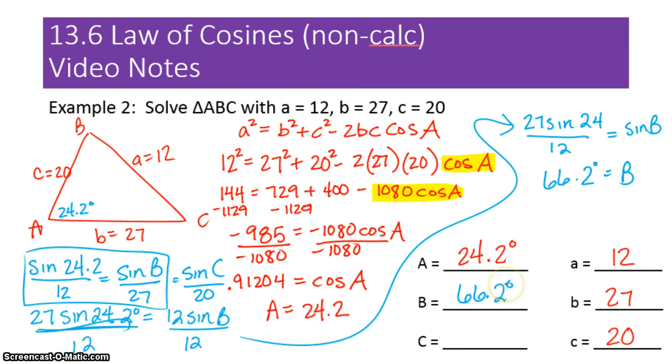And guess what? We're still not finished. But the easy one now is that they all have to add up to 180. So 180 minus 24.2 minus 66.2 gives you 89.6 degrees. And that is using the law of cosines.